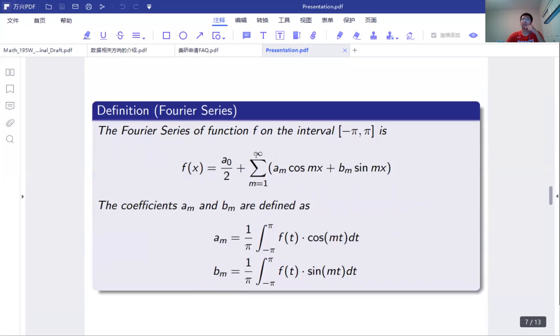Next, we'll define the Fourier series. The Fourier series on the interval minus pi to pi is defined as below, this one, f(x). And the coefficients are defined as this.